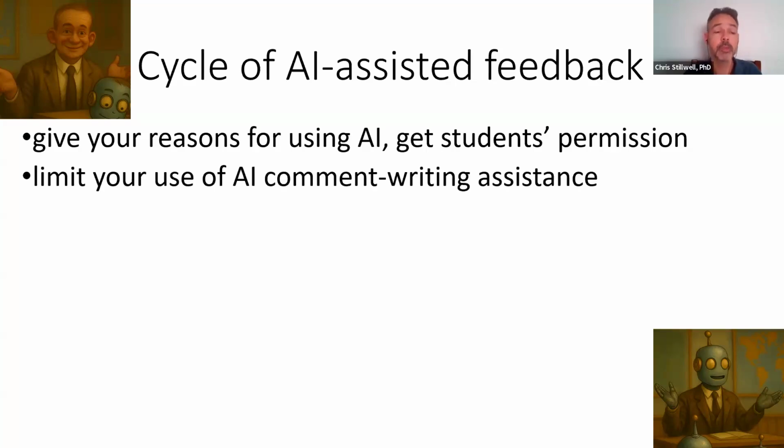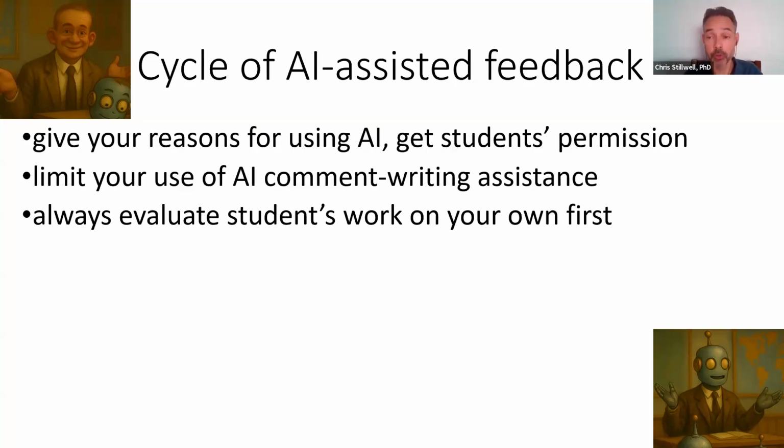We can commit to limiting our use of AI comment writing assistance, right? So in my example, maybe there are 5 assignments, and on the second assignment and the 4th assignment, I will use AI to enhance what I'm doing, but at other times I might commit to not using it at all. Everybody can find different solutions, but we want to have some rationale.